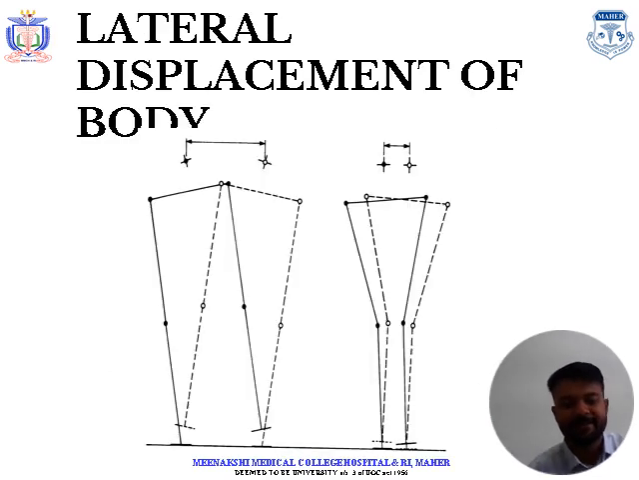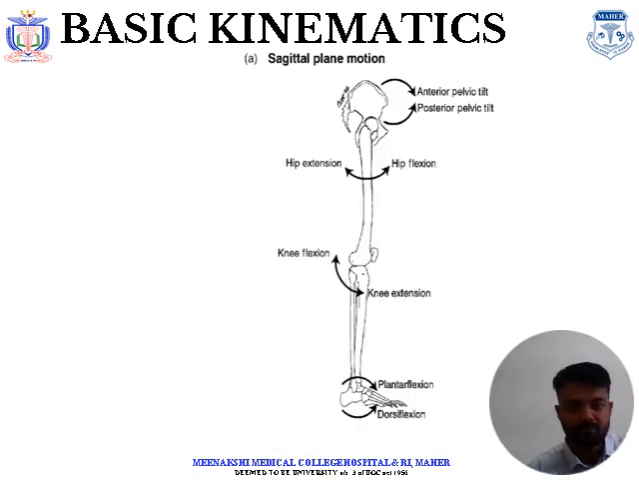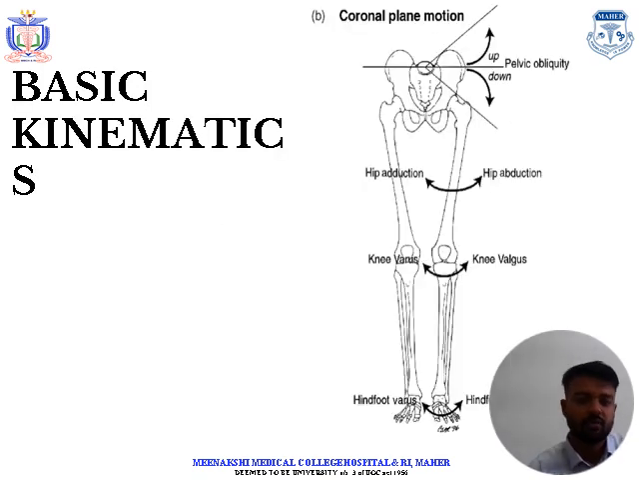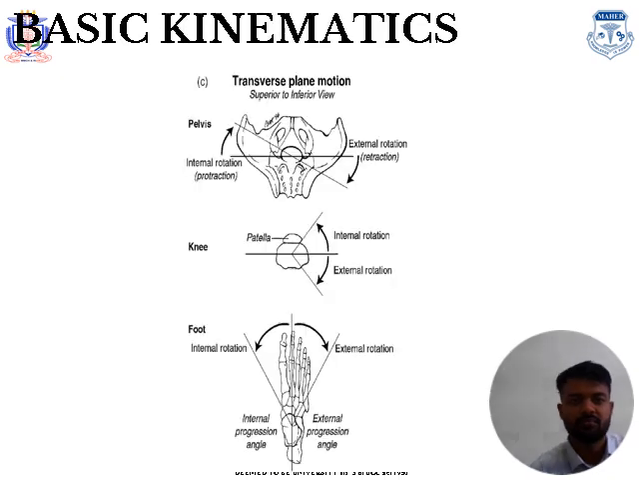Lateral displacement. This is the coronal movement, where the pelvis moves to both lateral sides when you start walking. And this is a classical case of Trendelenburg gait. This is sagittal plane motion, where I told anterior and posterior pelvic tilt. All the other movements are accessory movements, but the main movement occurs in the pelvis. Kinematics is in the sagittal plane, as I told before. The coronal plane motion is pelvic obliquity, which is above and below.